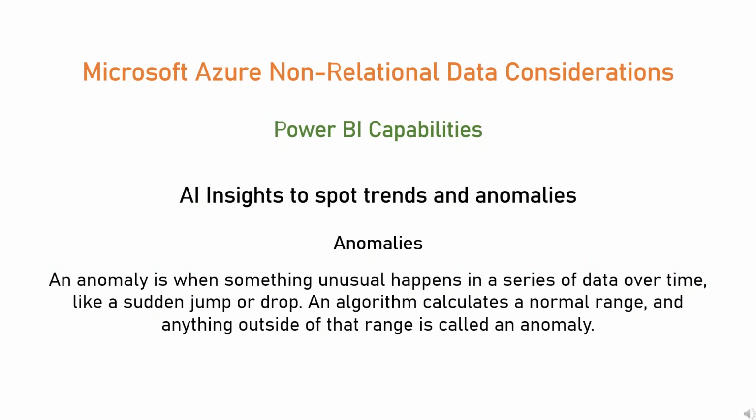Anomalies. An anomaly is when something unusual happens in a series of data over time, like a sudden jump or drop. An algorithm calculates a normal range, and anything outside of that range is called an anomaly.